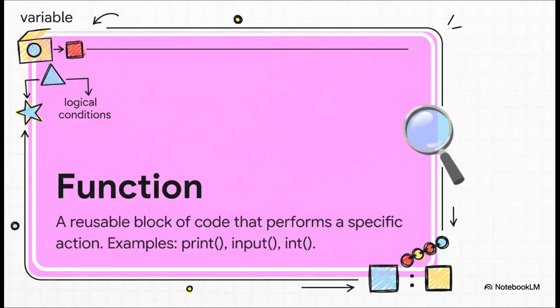Now, functions are like these pre-built tools that do a specific job for you. For instance, the print function, well, it prints information to the screen. The input function lets us get information from a user. And here's a huge takeaway for every beginner. Input always gives you back a string, even if the user types in a number.